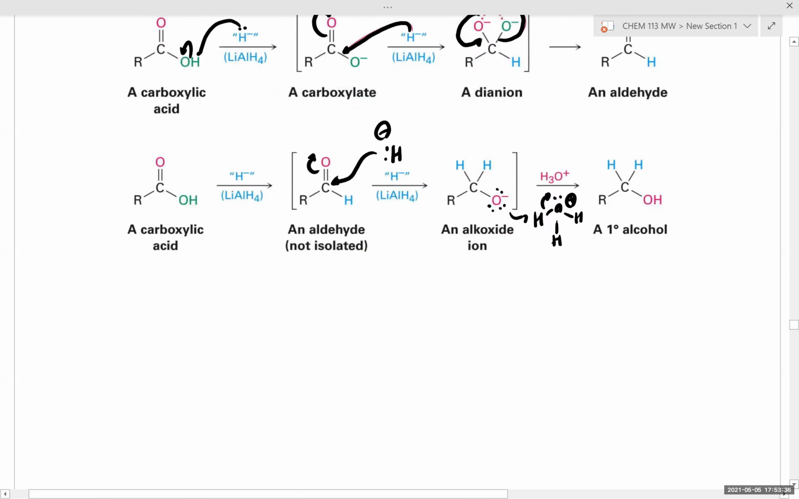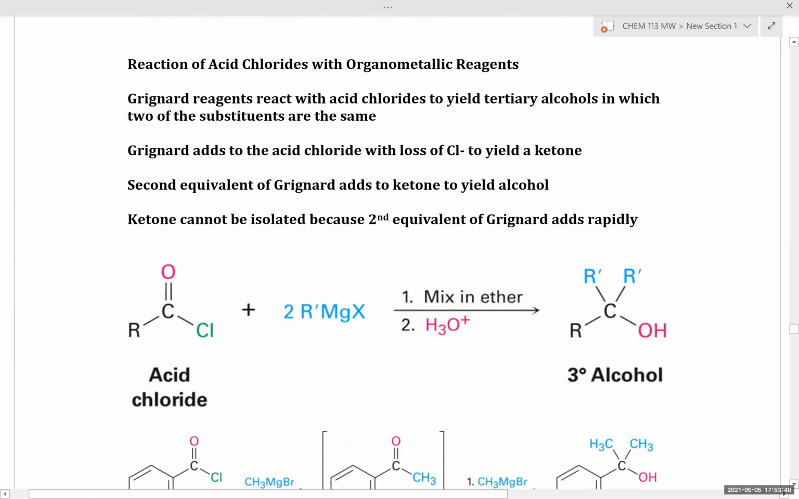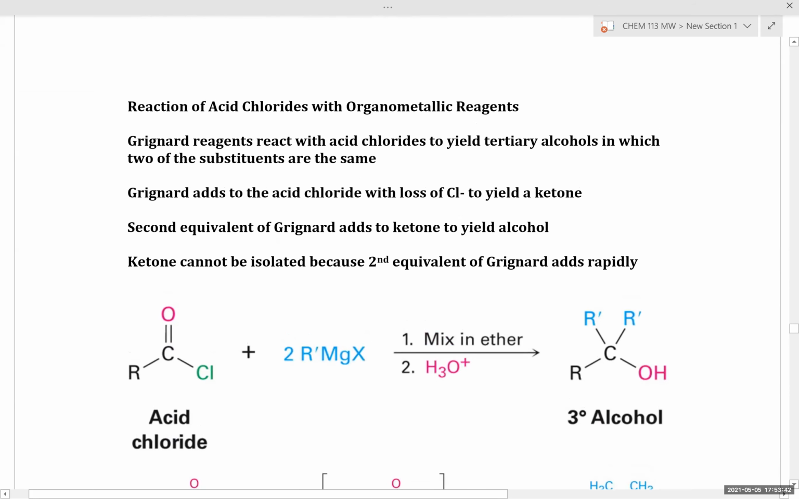Okay, so let's keep going now. And this is a really important subtheme. And this is reactions of acid chlorides with organometallic reagents. Grignard reagents react with acid chlorides to yield tertiary alcohols in which two of the substituents are the same. Think of an acid chloride as similar in reactivity to an ester.